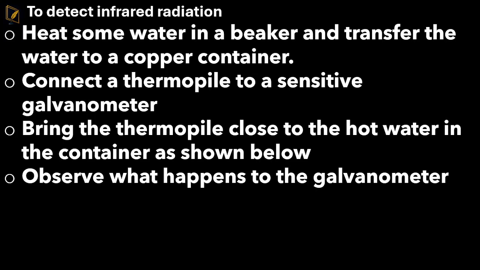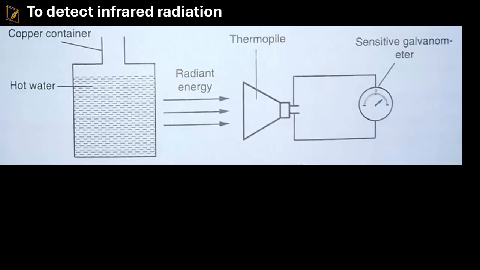What is a thermopile? It's just like a screen with a blackened end. Why a blackened end? The blackened part absorbs the heat from the hot object. That is to say, in this case, we're using hot water in a copper container. So bring the thermopile close to the hot water in the container as shown below. Then you have to observe what happens to the galvanometer.